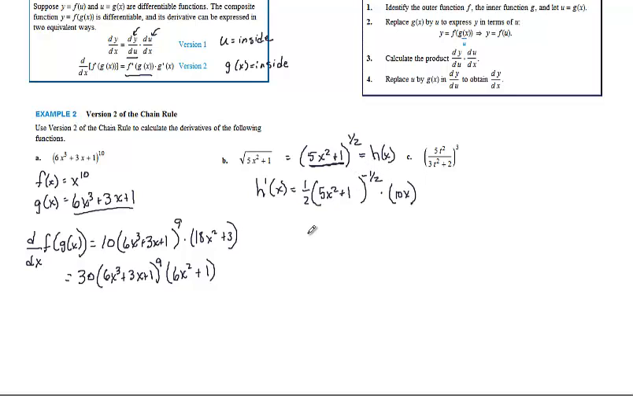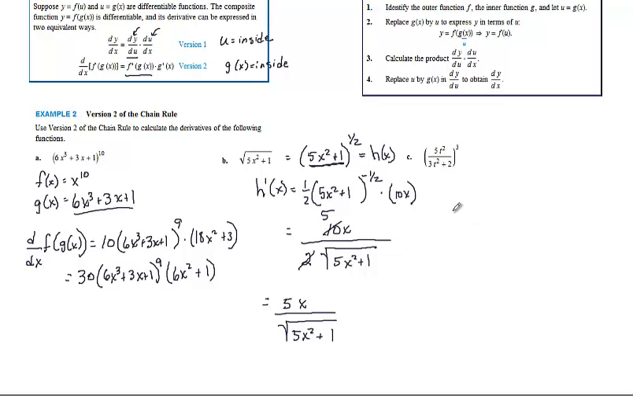This is to the negative 1/2 power, so I'd like to leave my answer in the same terms that I was given. I have the 10x, he'll be on top. I'll have the 2, the 1/2 will be sitting here, so I'm just going to write the 2. You could put the 1 up there if you want to, and this will be the square root of 5x squared plus 1. This guy, I guess I'll cancel, and I'll get 5x over the square root of 5x squared plus 1.